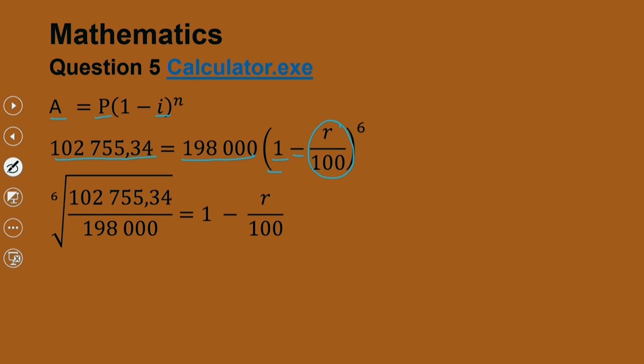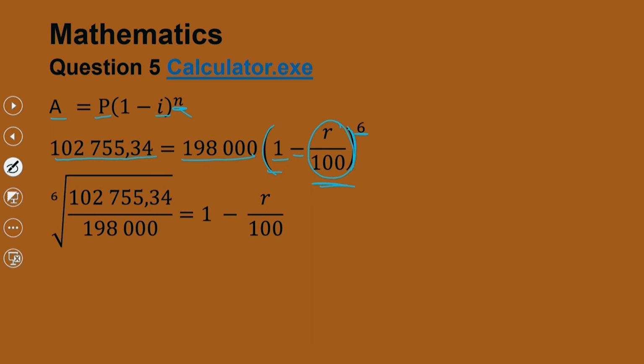Remember what we did in the previous sections: we said i must be divided by 100, or you can write it as a decimal, right? And then we close the brackets, everything to the power of n, which is 6. Now we can proceed. What do we do first?